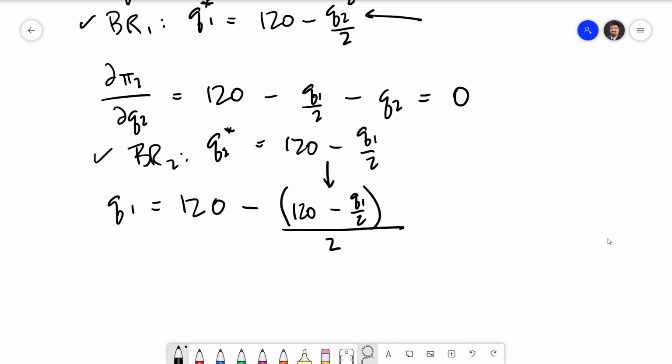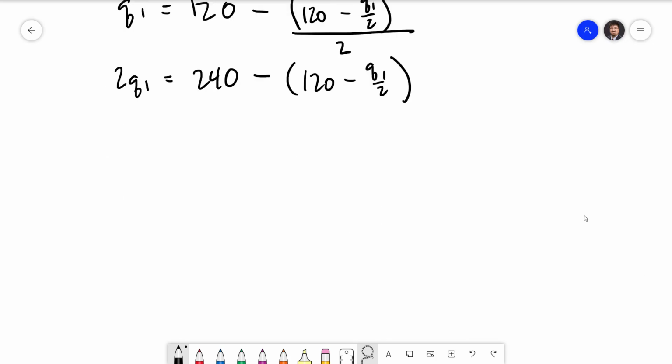So if I multiply the whole equation by 2, on the left-hand side, I get 2q1. Then the 120 is multiplied by 2 to get 240. And then this last part of the equation is multiplied by 2, which just cancels out the 1/2. So that's going to give me minus 120 minus q1 over 2, all that's still in the parentheses. Next, I'm going to distribute the minus sign into the parentheses to get minus 120 plus q1 over 2. Again, this is a very common mistake. Make sure that you're distributing the negative sign properly.